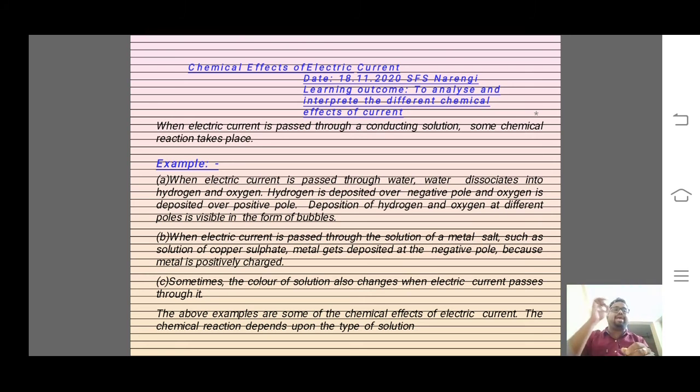When electric current is passed through water, water dissociates into hydrogen and oxygen. Hydrogen is deposited at the negative pole and oxygen is deposited at the positive pole. So deposition of hydrogen and oxygen at different poles is visible in the form of bubbles. Notice the point. When current is passed through water, it breaks into hydrogen and oxygen. Hydrogen goes to the positive pole. Sorry, negative pole. Negative pole means the pole which is connected to the negative terminal of the battery.